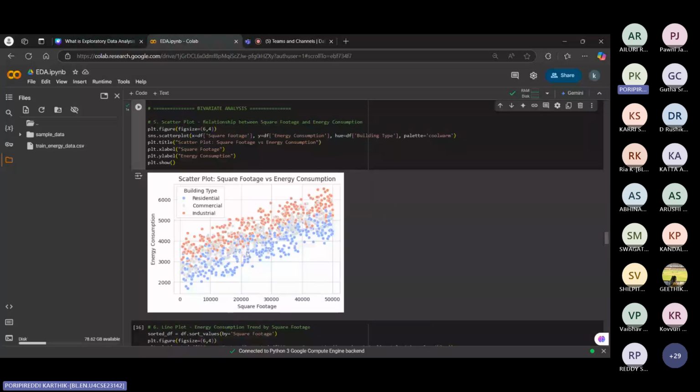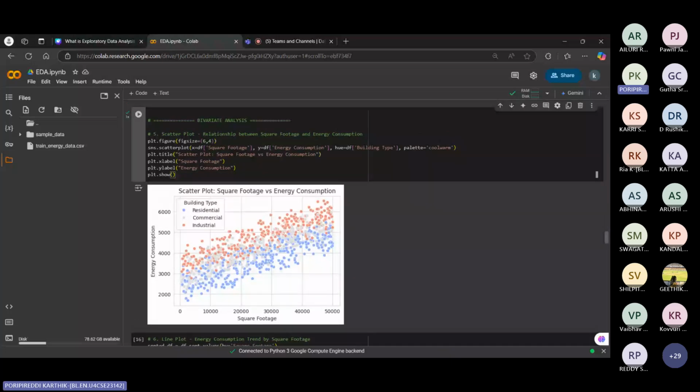And coming to the code, as we can see below, plt.figure gives us a blank canvas which has dimensions of 6 by 4. And I took square footage for the x-axis and energy consumption for the y-axis. And plt.title gives us the title as we can see here, xlabel is square footage, ylabel is energy consumption, and plt.show gives us the graph.